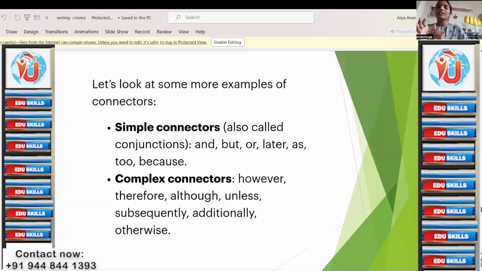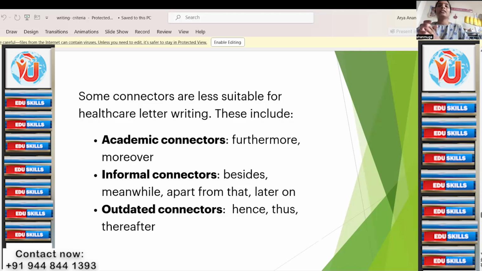And some of the connectors, as we can see on another slide, are not suitable for OET letter writing. Here, these connectors are less suitable for OET writing. Academic connectors are furthermore, moreover. Informal connectors are besides, meanwhile, apart from that, later on. And outdated connectors are hence, thus, thereafter. These connectors are not used in our OET letter.